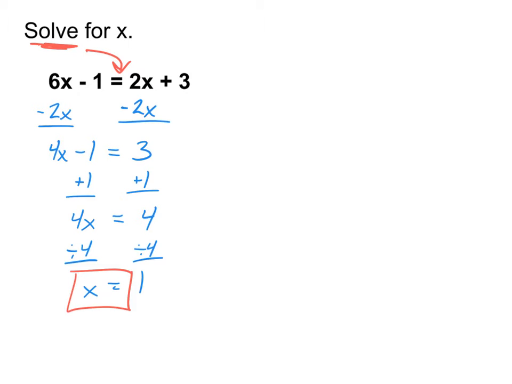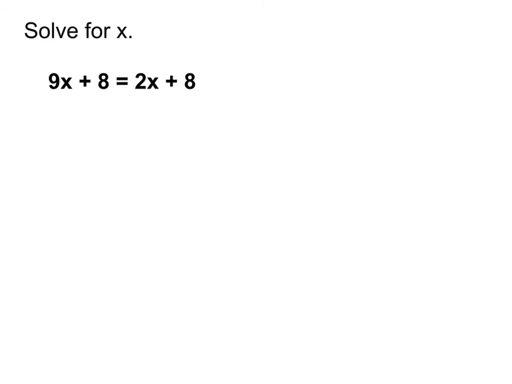All right. Next problem. Now this one looks very much like the last one. In fact, our strategy is going to be the same as the last one. I'm going to move the x's all to one side and the numbers to the other side. It's just, I'll tell you right now, we're going to see a little wrinkle. Let's go ahead and just do that. I'm going to move the x's to one side, so I'm going to subtract the 2x from both sides.